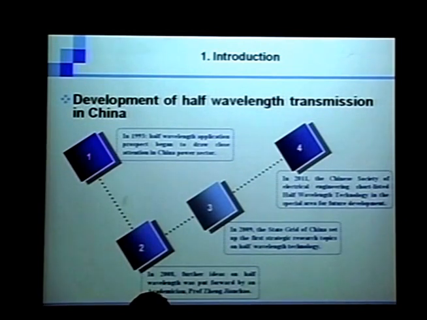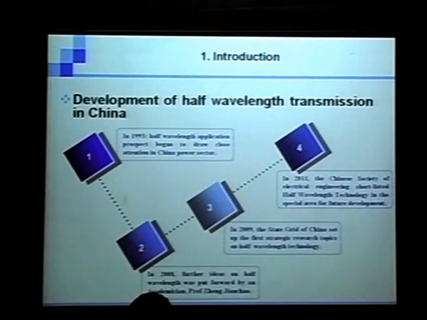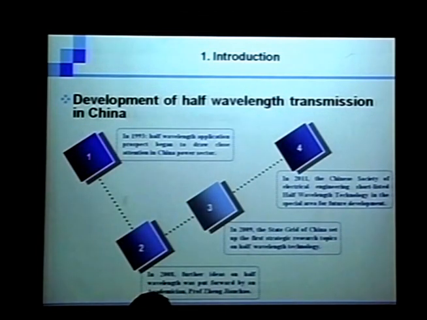Then, fortunately, I got a project with State Grid on secondary arcs. And in 2011, the Chinese Society of Electrical Engineering shortlisted half-wavelength technology in the specialized area for future development in the power sector in China. So that's the brief introduction to the concept in China with half-wavelength transmission.